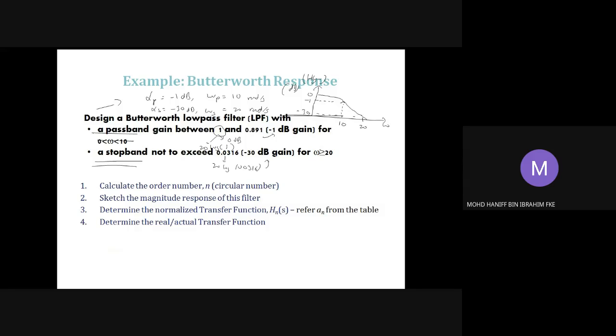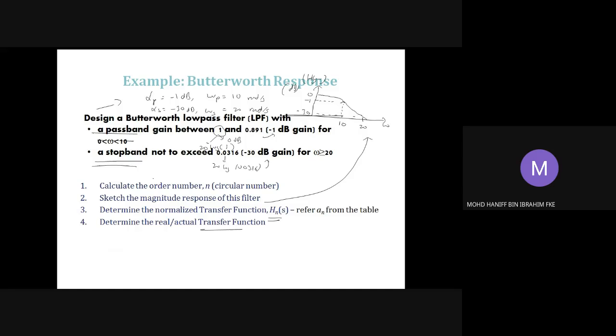Number one, calculate the order n of the filter. That should be the first question. Number two is to sketch the magnitude response of this filter, which we have already done. Number three is to determine the normalized transfer function, H_N(s), and number four is to determine the actual transfer function. These are the things that need to be obtained from this problem. Number two has been answered, clearly shown on the magnitude response of your low pass Butterworth filter.